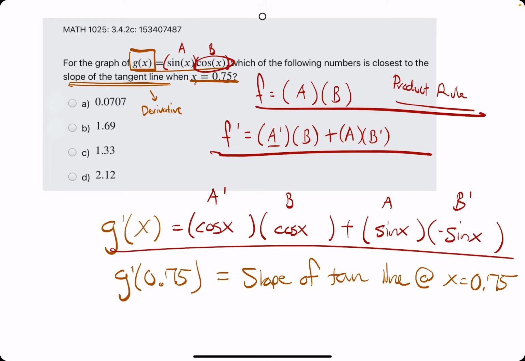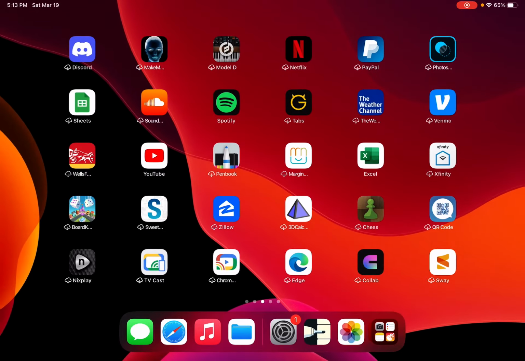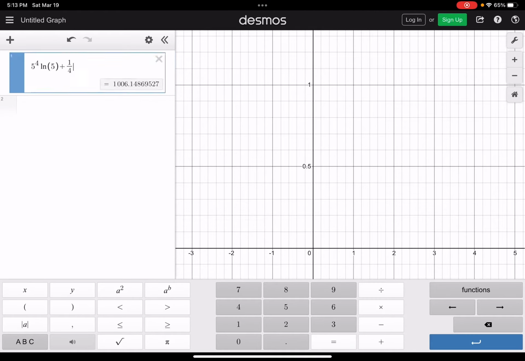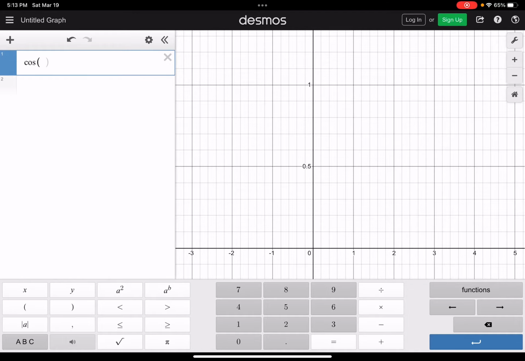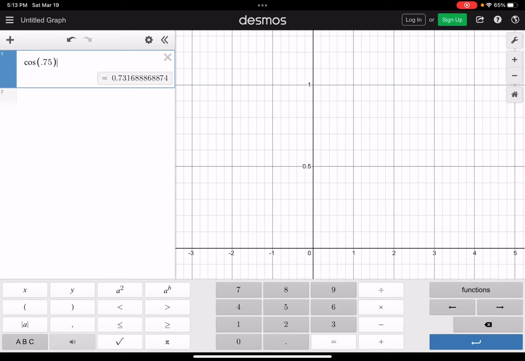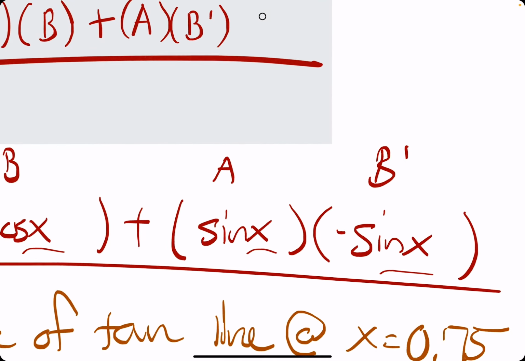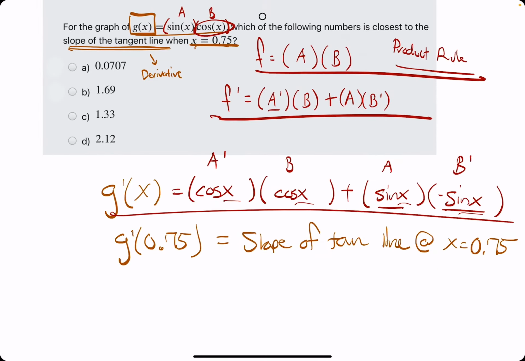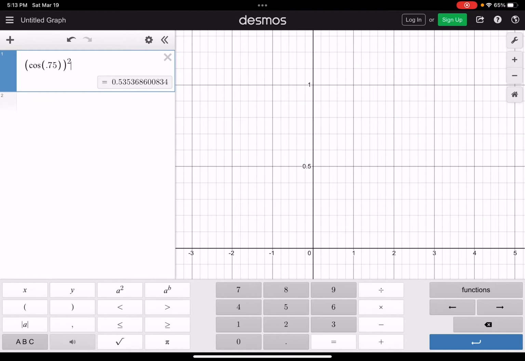All that's left to do is plug in 0.75 to all of these places here. So let's open up Desmos. And we will start with cosine of 0.75 times cosine of 0.75. So really just cosine squared. And then we have a sine of x times a negative sine of x. So minus sine squared. So we'll do minus sine of 0.75, and then we will just square that whole thing.